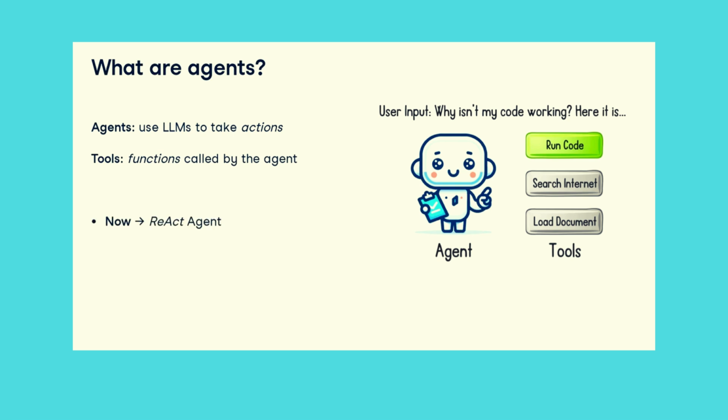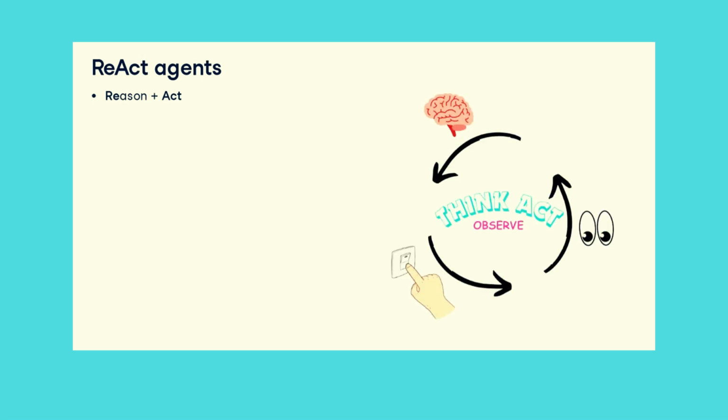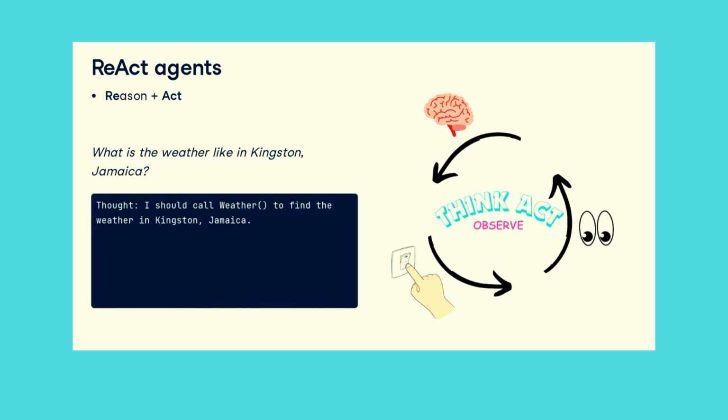In this video, we'll discuss a type of agent called React agents. React stands for reasoning and acting, and this is exactly how the agent operates. It prompts the model using a repeated loop of thinking, acting, and observing. If we were to ask a React agent that had access to a weather tool, "What is the weather like in Kingston, Jamaica?" it would start by thinking about the task and which tool to call, call that tool using the information, and observe the results from the tool call.